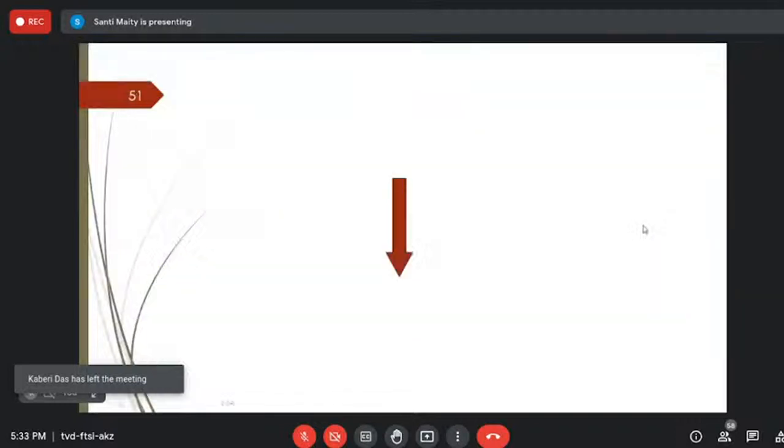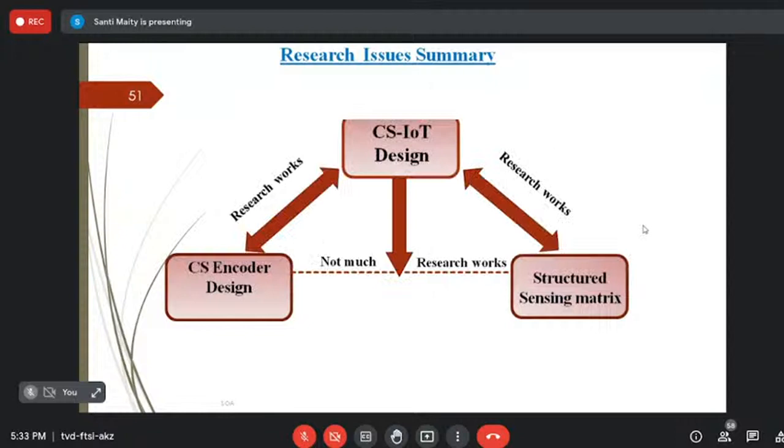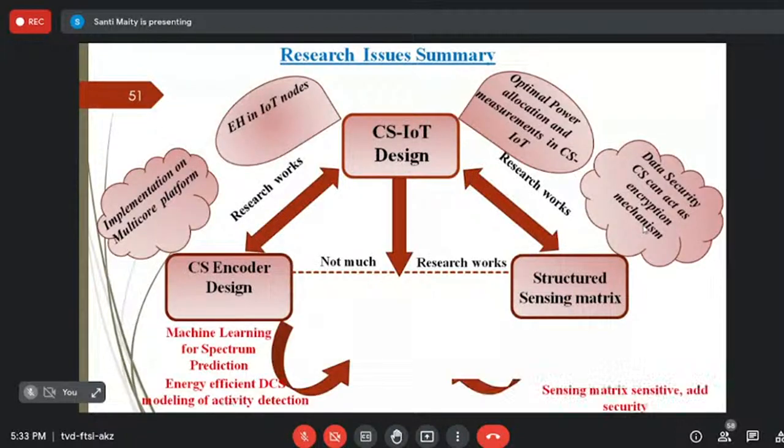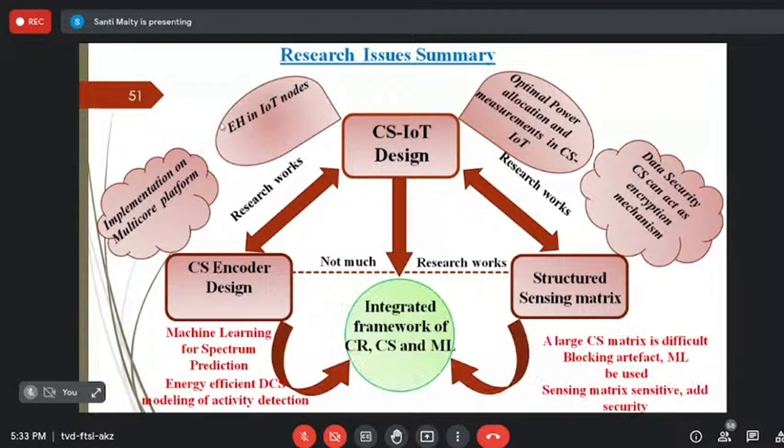So that's all I'm going to say at the end. It is the summary. So CS IoT design research work is done. Energy is a very important issue. Energy harvesting can be incorporated in IoT nodes. Then implementation in multi-core framework. Then CS encoder design, as I say, is very important, looking for the first representation space. And in all this work, machine learning and dictionary learning can be made use of.